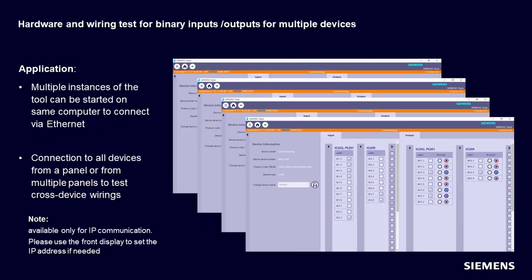SIPROTEC Tools can be started multiple times and connected each time to another SIPROTEC 5 device in the cubicle when the Ethernet port of the devices is used. In this way, also cross-wiring from one device to another can be tested easily.